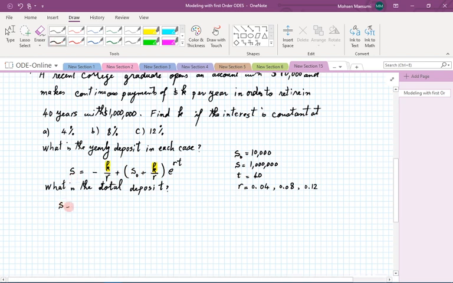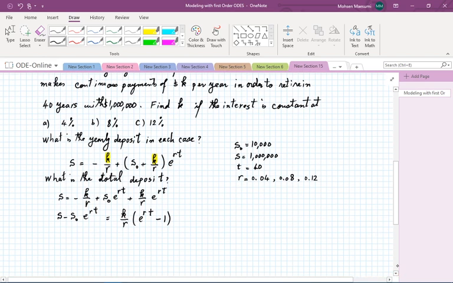I have S is equal to minus K over R plus S0 e^(RT) plus K over R e^(RT). So what I'm going to do is take this S0 to the other side, and from these two other terms I'm going to factor out K. So I will have S minus S0 e^(RT) is equal to, I might as well factor R as well, so I'll have K over R. From here I have exponential of RT, and from here I just have minus 1.